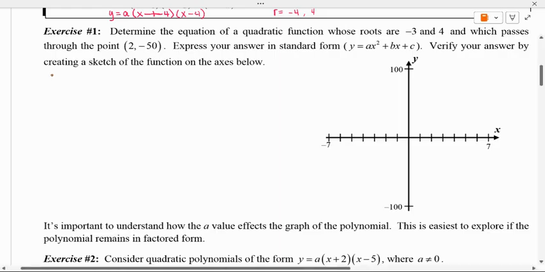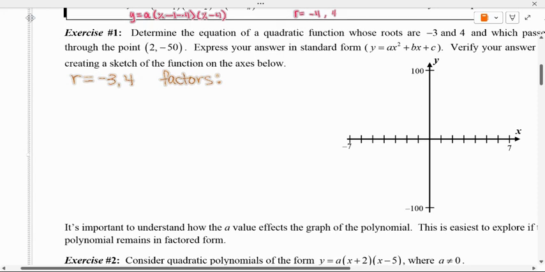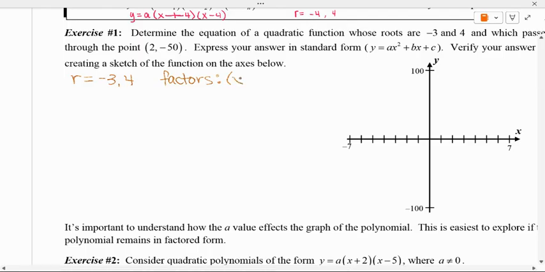So if the roots equal -3 and +4, what are the factors? What are the factors? If the roots are -3 and +4, what are the factors? We write factors as x something, right? Yeah, the factors are x plus 3 and x minus 4. Okay, x plus 3 and x minus 4.